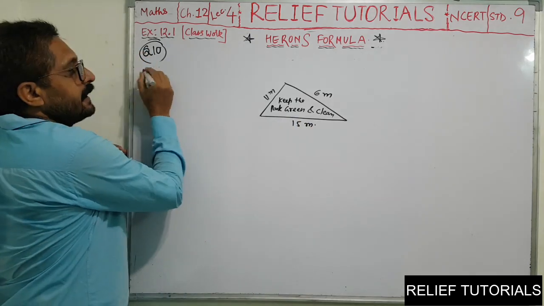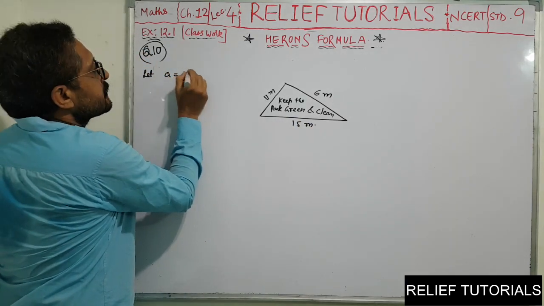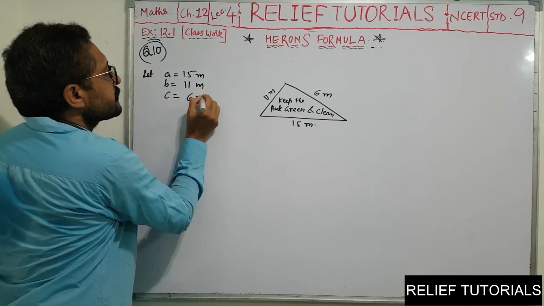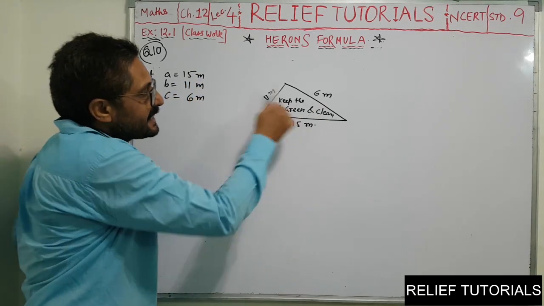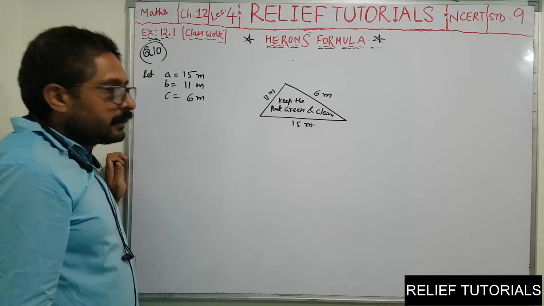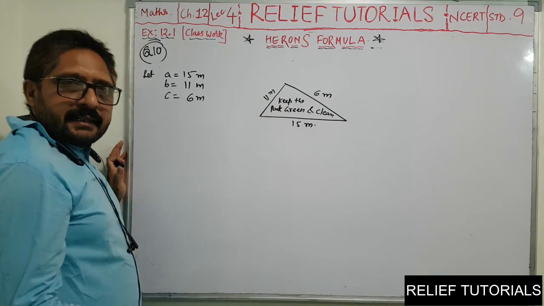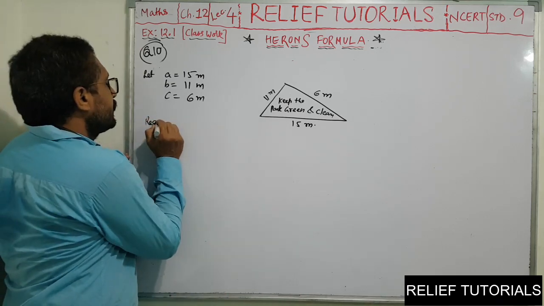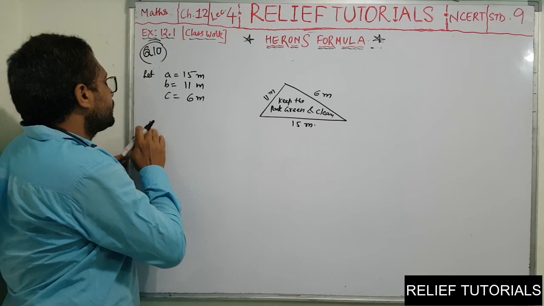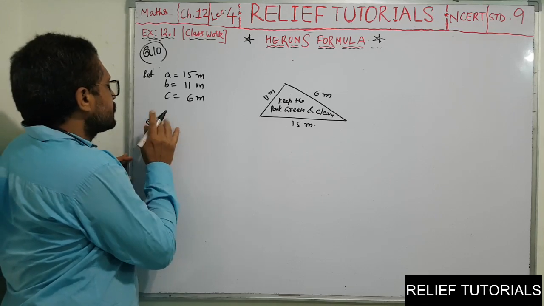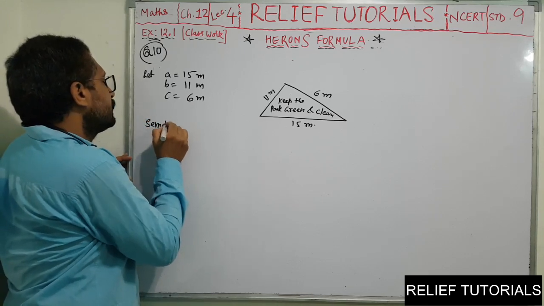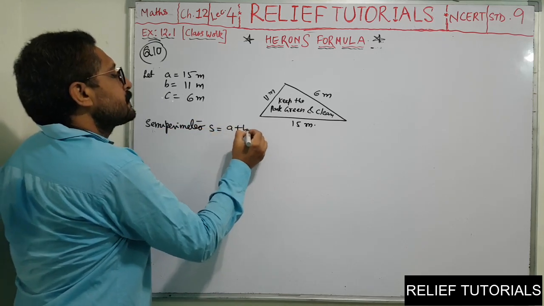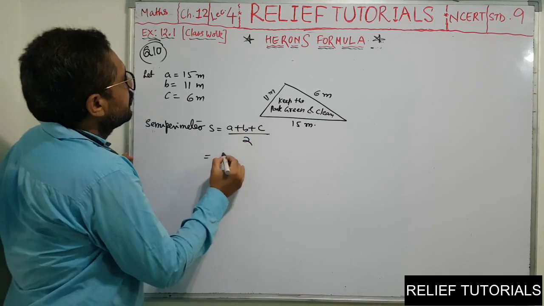So here we can say let A is equal to 15, B is equal to 11 meter, C is equal to 6 meter. These are the dimensions of three sides of a park. As usual, three sides are given, you will find the area. So now required area. Before that we will find the semi-perimeter. So S is equal to semi-perimeter, as A plus B plus C by 2.